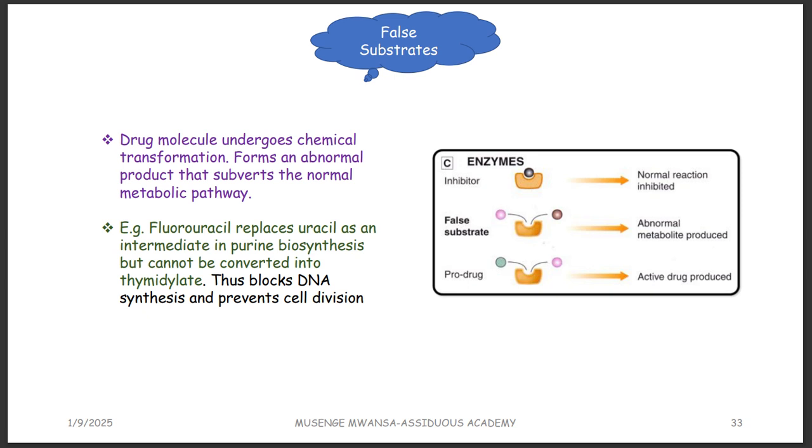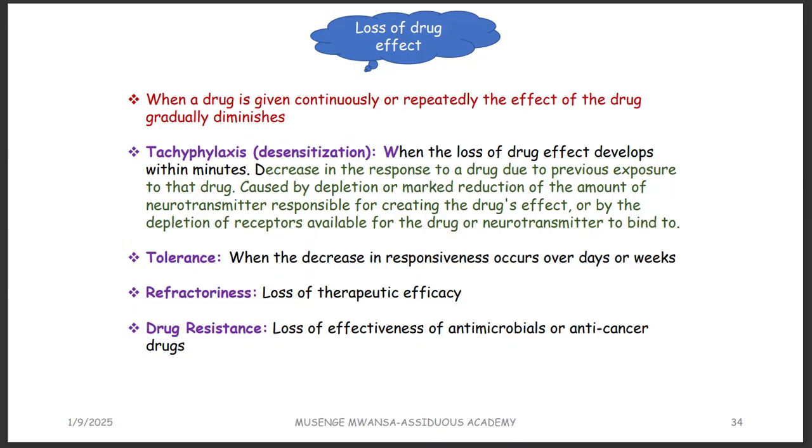It is changed in the body, and once this drug is changed, it forms an abnormal product. That abnormal product will come back, and when it comes back, it will start showing some other actions. So that is known as a forced substrate. Sometimes drugs can lose their effects when you give them.